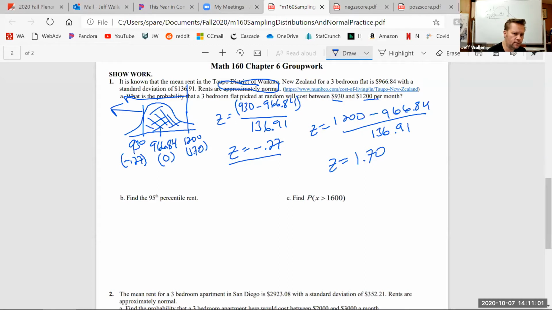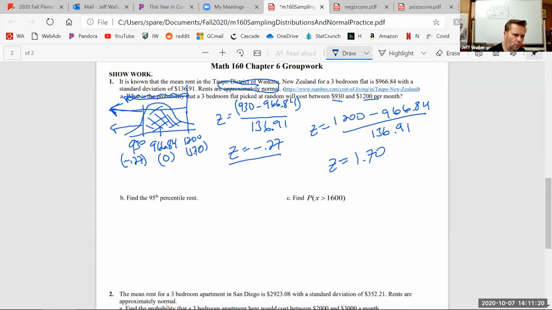And so now that I got those z-scores, and we know that we never ever subtract z-scores, we now look up the areas in the chart. Why did I do this? Oh, well, it's too bad, Jeff. Pretend like that's not there. This is going here. This is going here.